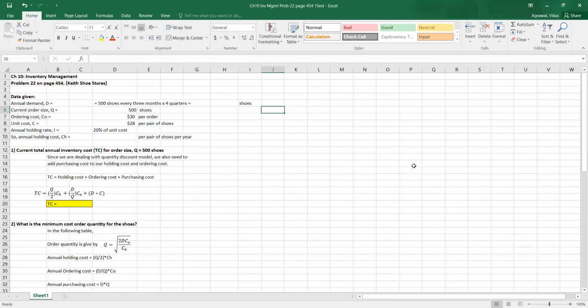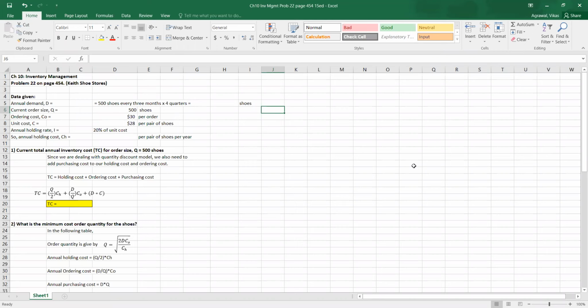Hello everyone. In this video, I will demonstrate how to solve quantity discount models in inventory management. So this is chapter number 10, inventory management, problem number 22 on page number 454. This is for Keith Shoe Stores.